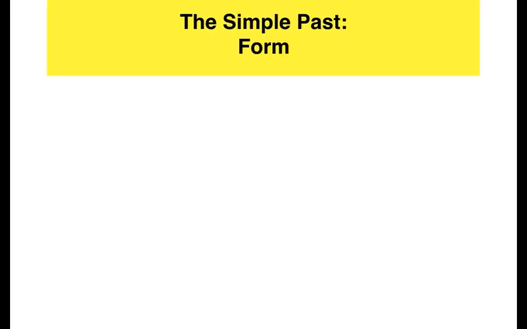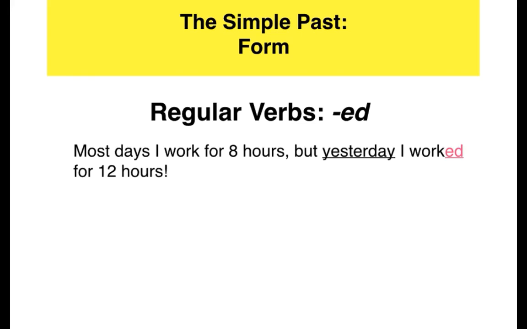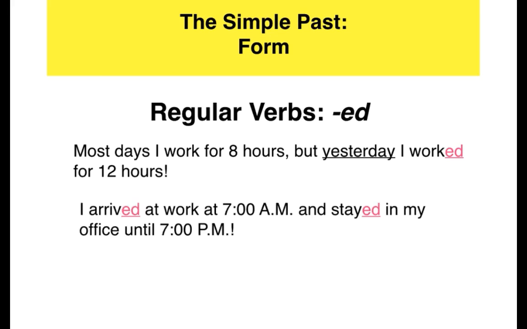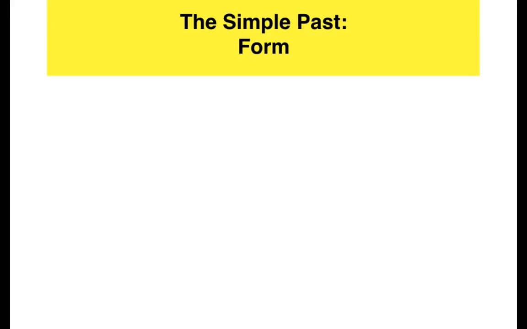Past tense review. As you already know, affirmative statements in the simple past are made by attaching an -ed to the simple forms of regular verbs. For example, most days I work for 8 hours, but yesterday I worked for 12 hours. I arrived at work at 7 a.m. and stayed in my office until 7 p.m. Ooh, that was a long day.